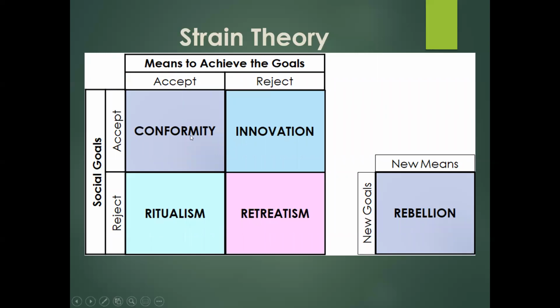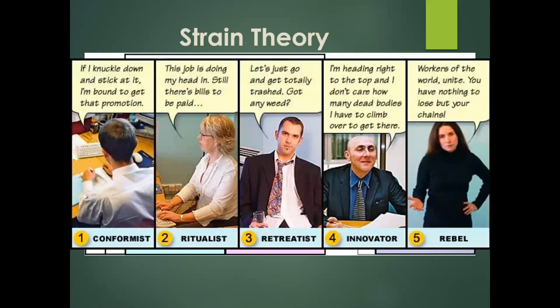This is something I want you to notice. If I accept the means and I can, and I accept the goals, then I'm going to conform. If I reject the means, but I want the goals, I'm going to get innovative. But if I have to rewrite everything, fine. We start to see a rebellion. Here's another way to look at this.